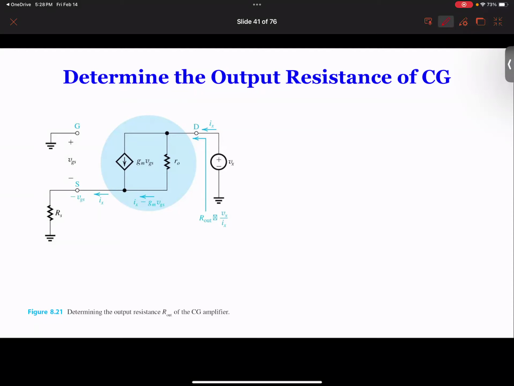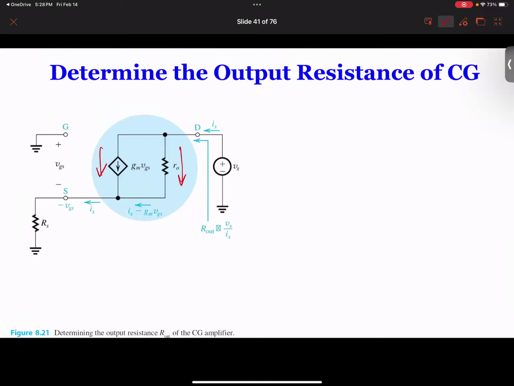Doing this is actually fairly simple when we apply Vx, right? So you see here, you cannot convert this into 1 over GM anymore because the VGS is not the terminal voltage over these two terminals. So we can do a simple nodal analysis on this one to get it. So when we do nodal analysis, you see we have a current going down here, a current going this way, a current going this way, right? In nodal analysis, we need to find the voltage over here, Vs. So let's find Vs.